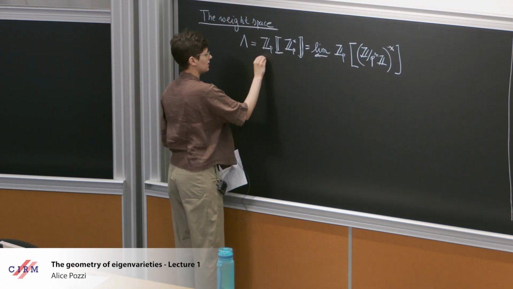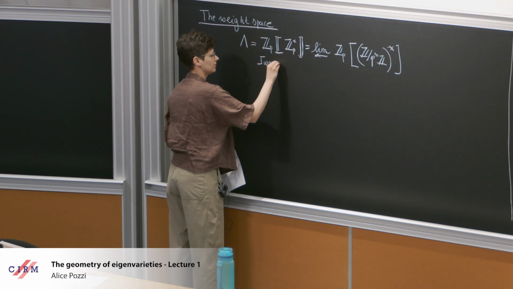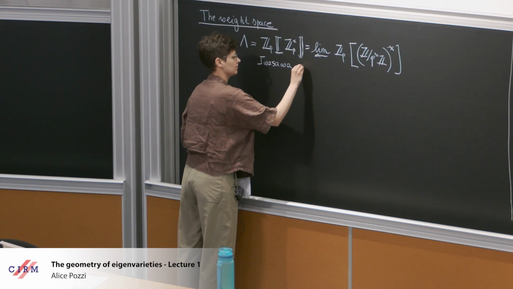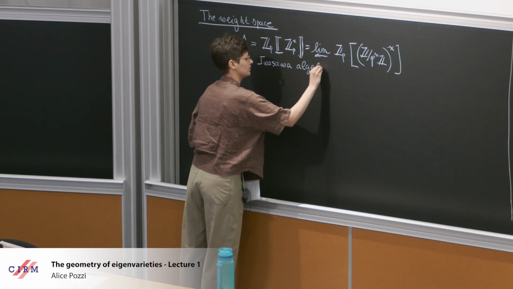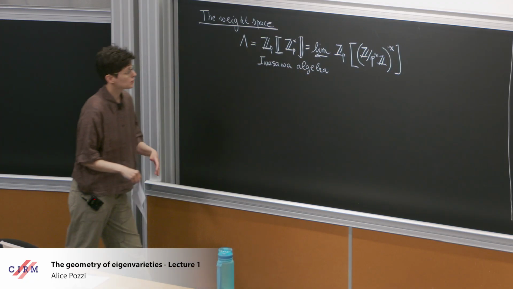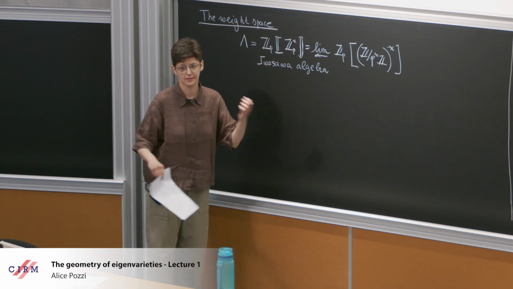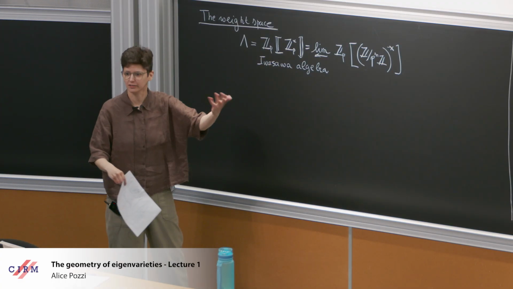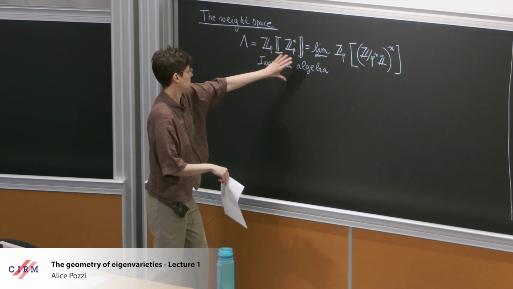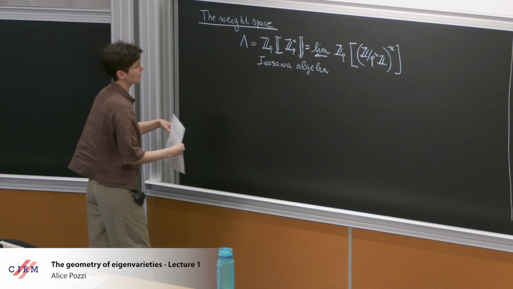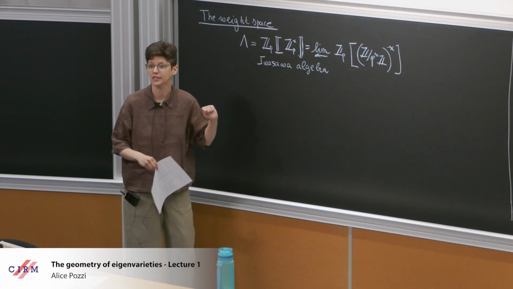Great, so this is called the Iwasawa algebra. Just like finite group rings that parameterize, for an abelian group, the characters of the group, this does essentially the same thing, provided that we take continuous characters.